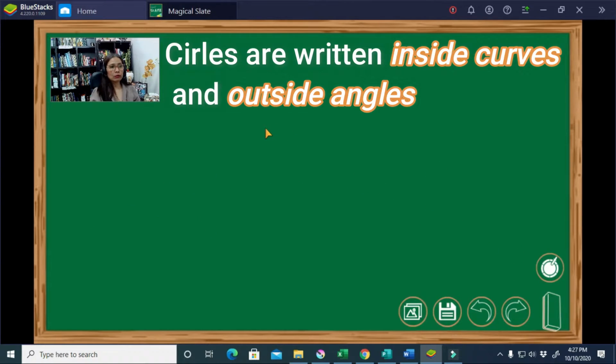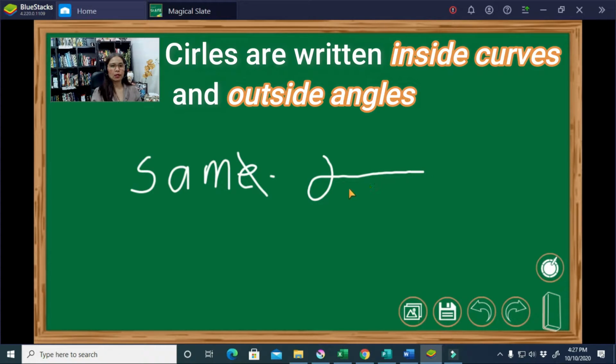Now, what about the outside angle? According to the rule, we are going to join the circles outside the angle. Example, here the word is same. So let's try to omit this one. That is S and A and M. This is the angle. So we have to join the circle outside of the angle. Since this is your angle, this one is the outside of the angle. So we have to write here the circle.